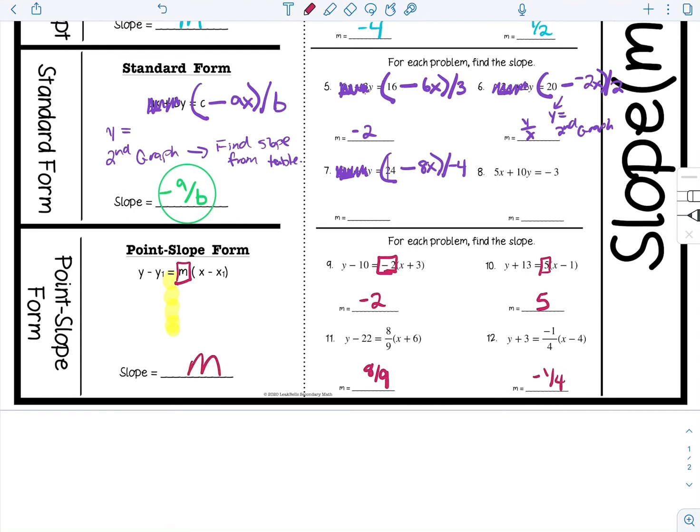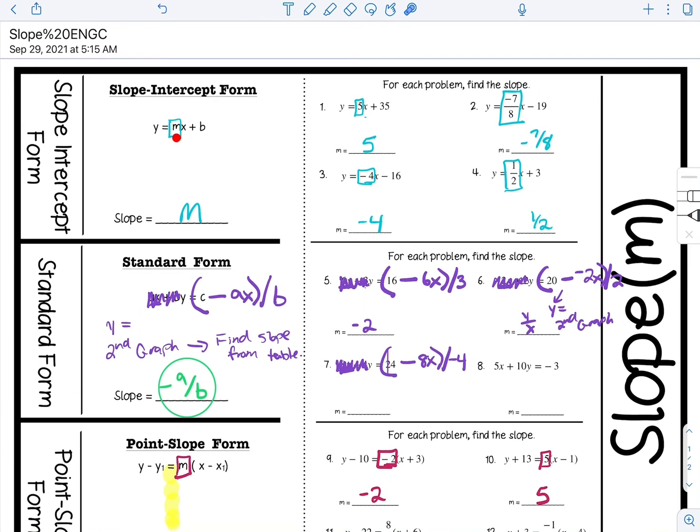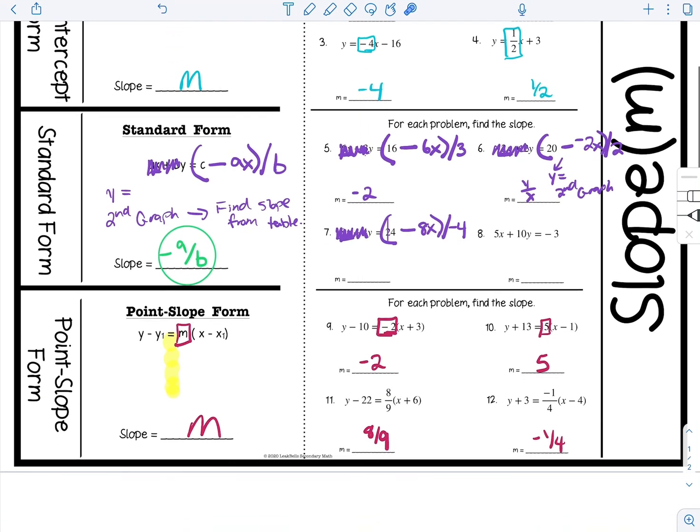So when we're looking at point slope form, remember the slope is just the number right beside the parentheses. Okay. Slope intercept form, the slope is right beside the x, right? Standard form, you just got to do a little bit of work. Okay? But you can do it.